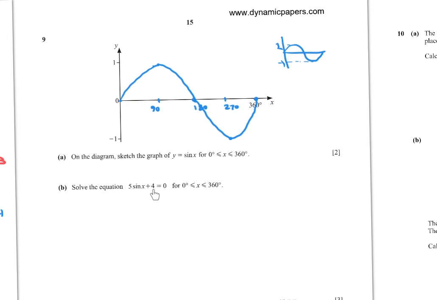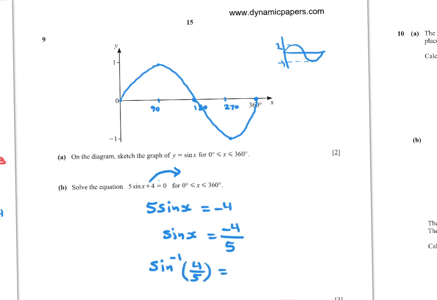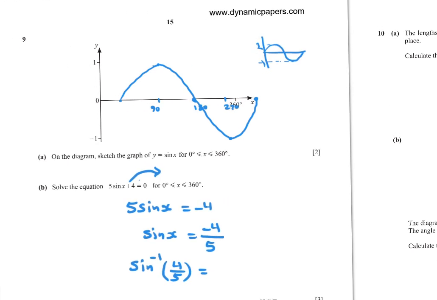Solve the equation 5 sine x plus 4 equals 0. Make sine x the subject. So transpose 4 to the other side with a negative. So 5 sine x equals negative 4. Divide by 5. So sine x equals negative 4 over 5. Now find the acute angle which has sine 4 over 5. Forget the negative now. Do not take the negative with you. The angle is 53.1, the acute angle.